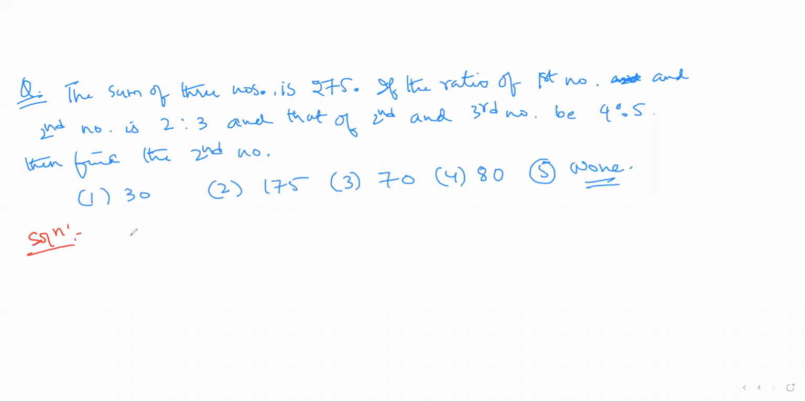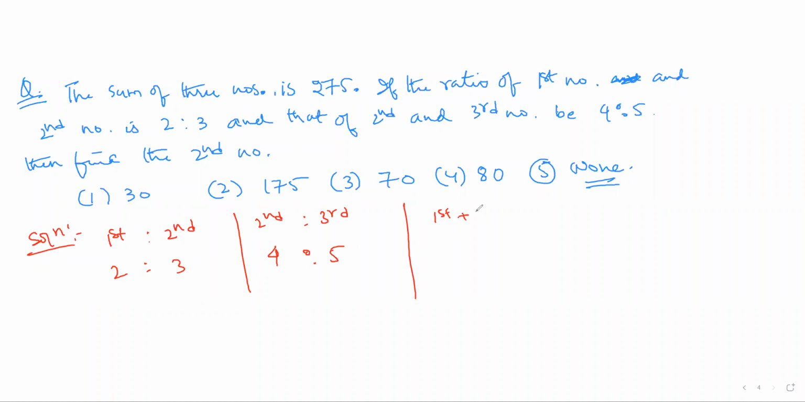So let me write down what is given. The first number and second number ratio is given as 2:3. And then the second and the third number is given as 4:5. It is given.